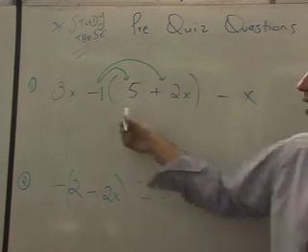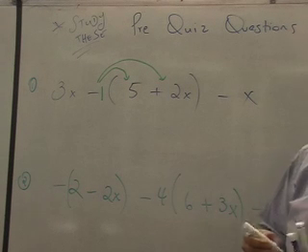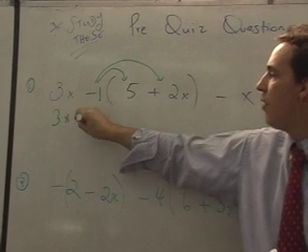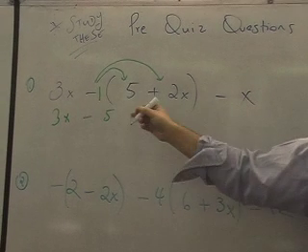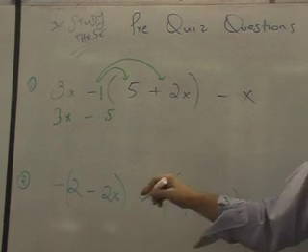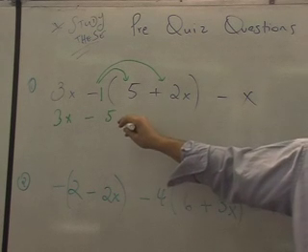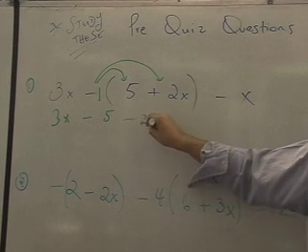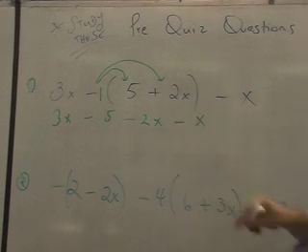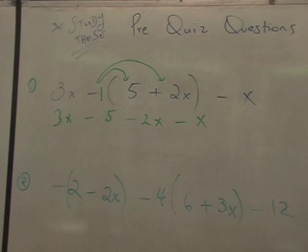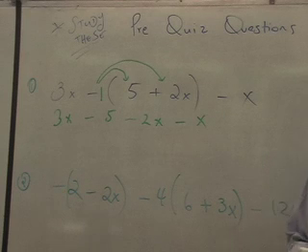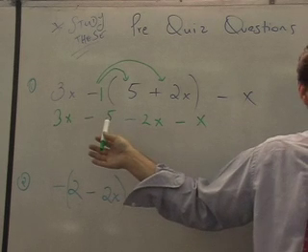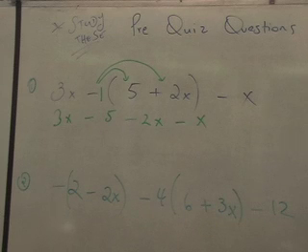Natalia, what's next after that? What do we get? We're going to distribute. And I'm going to write the next step in green, and it's really important to write everything out in full. Natalia, what do we get? We get 3x minus 5 minus 2x. A little louder. Minus x. Thank you.